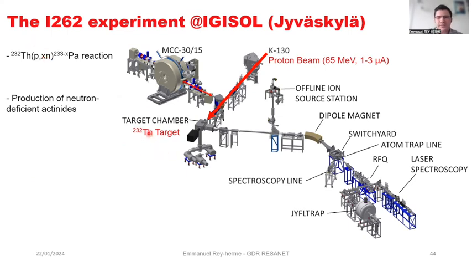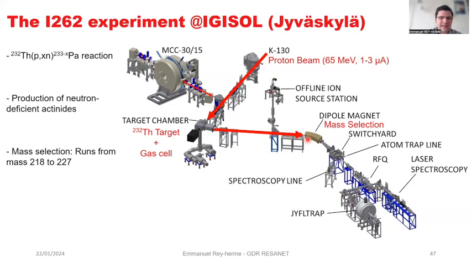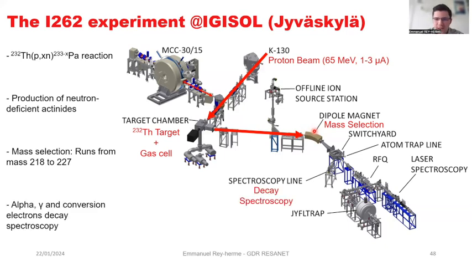And then right after the target, which was a very thin target, we had a gas cell to stop the ions produced. And the ions were then extracted from the gas cell and guided here toward a dipole magnet where mass selection was performed. And during the experiment, we had range from mass 218 to mass 227. And then the ions are guided toward a spectroscopy line where a decay spectroscopy setup was installed for alpha, gamma, and conversion electron decay spectroscopy.